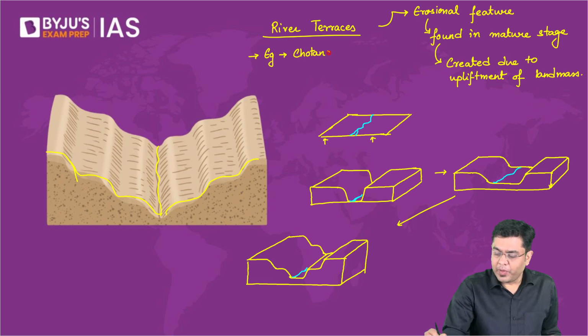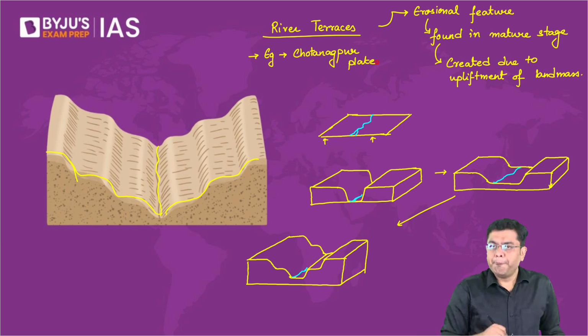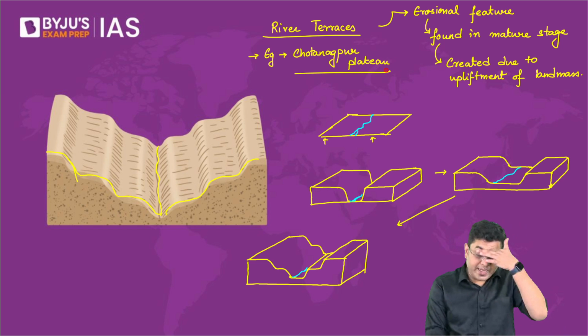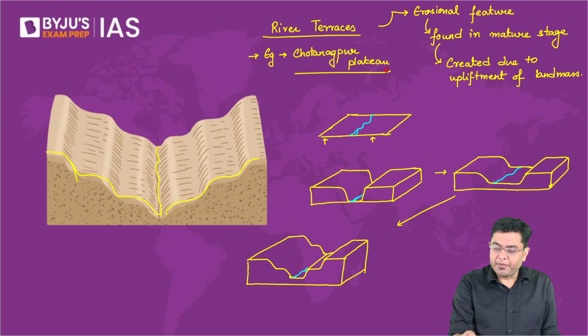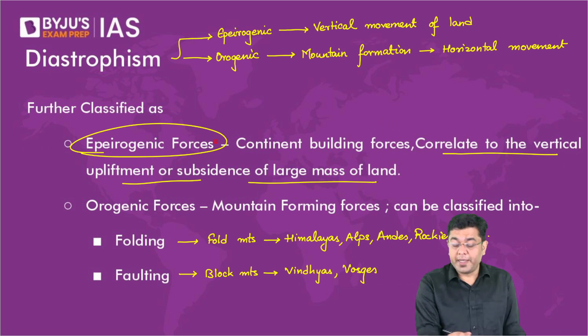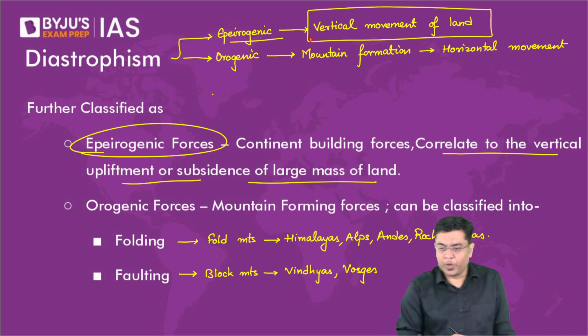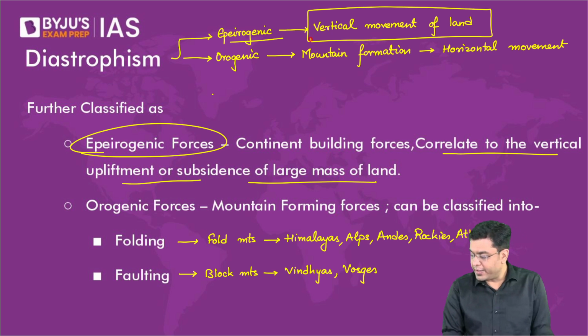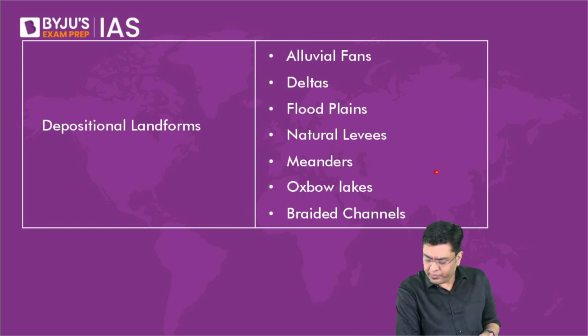I hope now it is understood. Okay. All those who were having doubts about why upliftment and how upliftment can happen, I will take you back to this particular slide where we had talked. Maybe you were not attentive at that point of time. So epeirogenic forces, which is a part of diastrophism, leads to vertical movement of the land. Okay, it is the endogenic force. I hope that is understood now. Now, after this, we come to the portion of the depositional features.